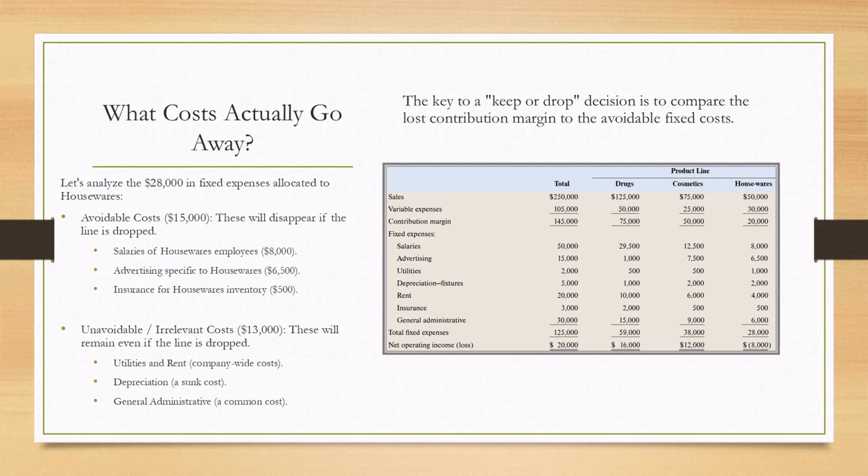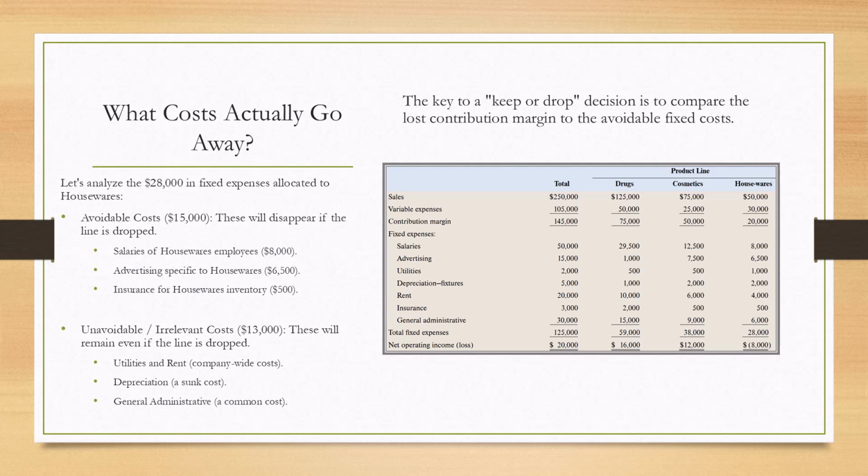Let's analyze the $28,000 in fixed expenses that have been allocated to the housewares division. First, we identify the avoidable costs, which total $15,000. These are costs that would disappear if the line is dropped. They include the salaries of the employees working directly on housewares, the advertising specific to that product line, and the insurance carried on the housewares inventory.